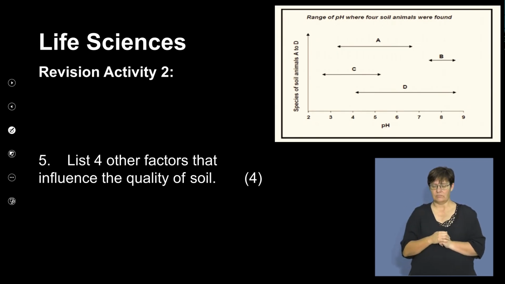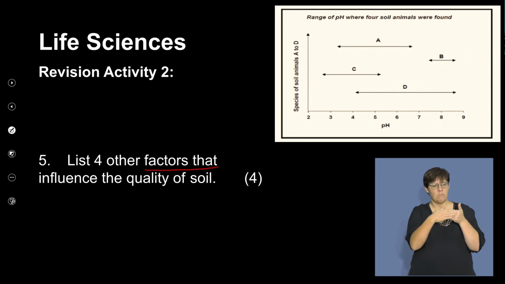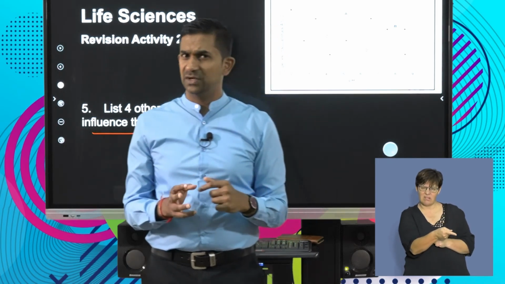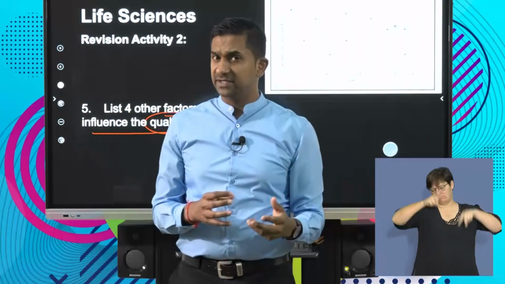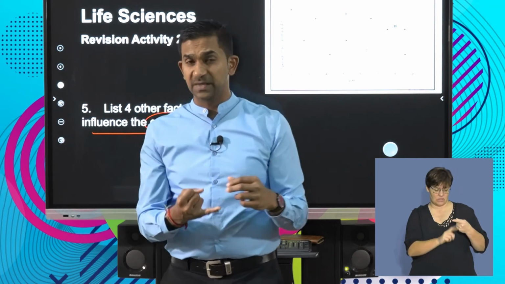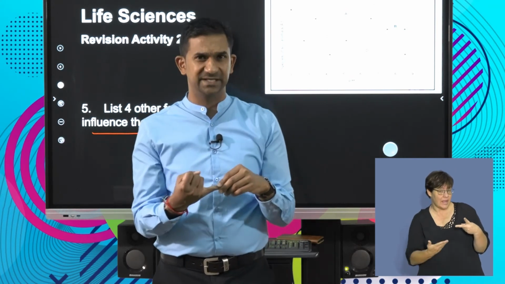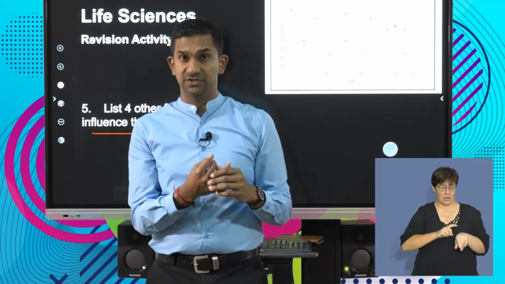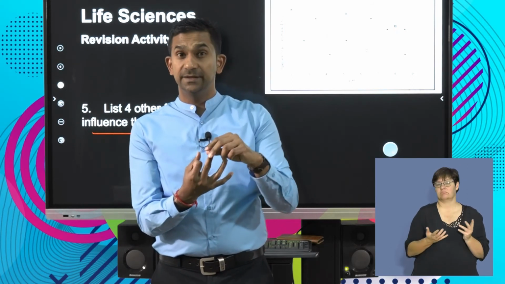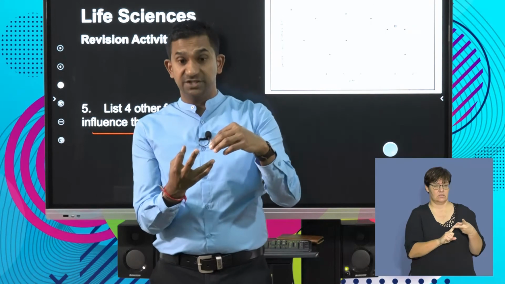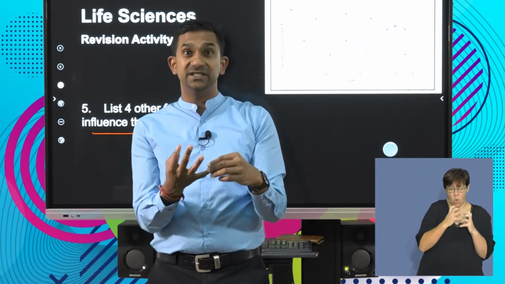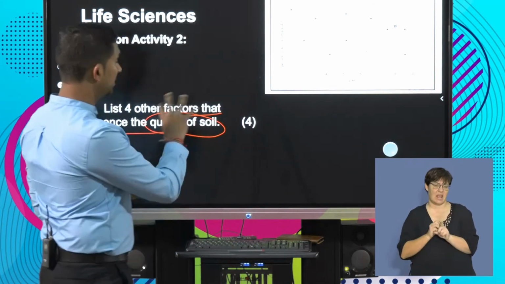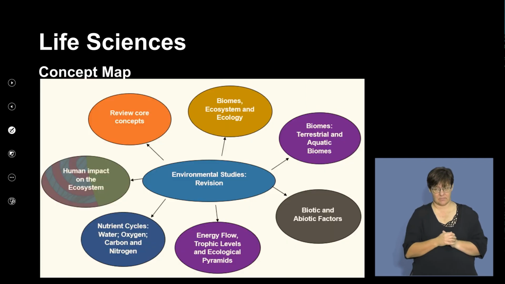Finally, list 4 other factors that influence the quality of soil. So guys, when we look at soil, we know that the quality of that soil is affected by various factors. The one is we've just looked at pH, but there are factors such as water retention capacity. We also know that the humus content plays a significant role in the quality of the soil. So we mentioned the water holding capacity, the humus content, the air holding capacity, and finally pH, as we discussed, would be factors that all influence the quality of soil.